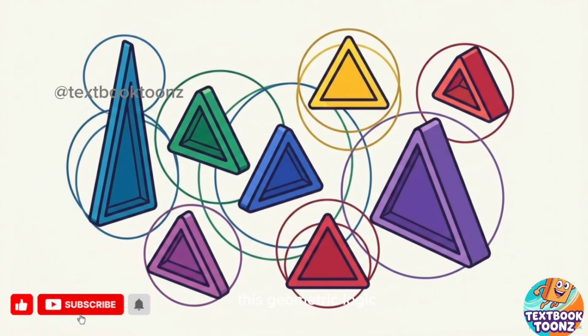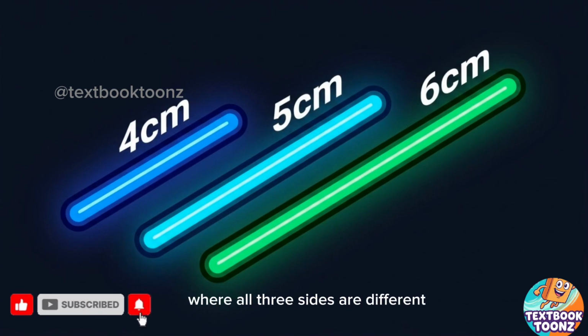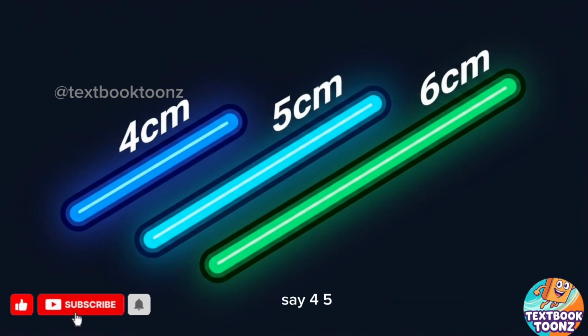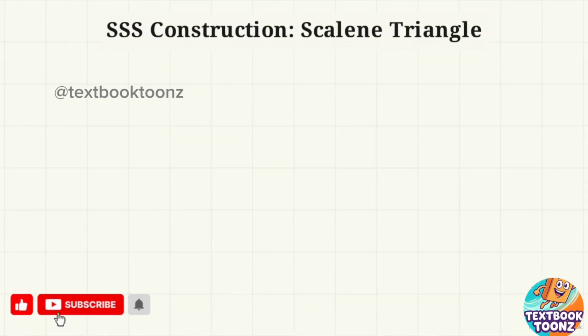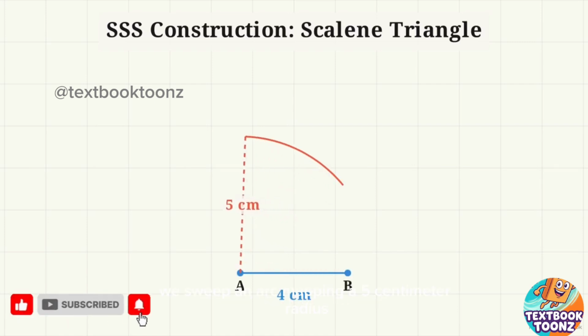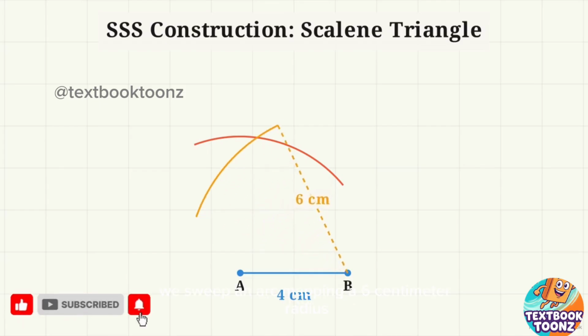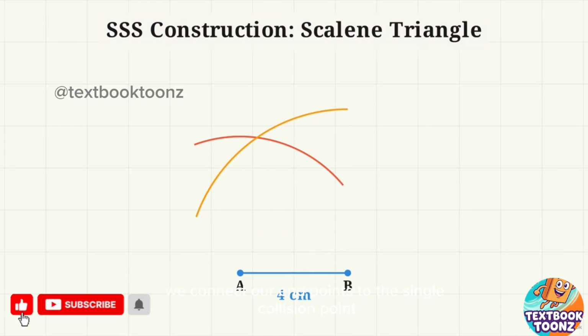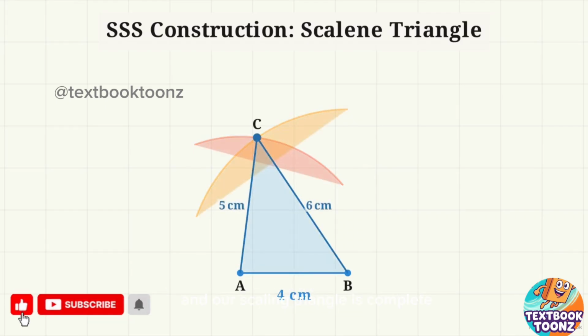This geometric logic applies to any combination of side lengths. Let's try building a scalene triangle, where all 3 sides are different, say 4, 5, and 6 centimeters long. As this diagram shows, the mechanics remain the same. We lock in a 4-centimeter base. From the left, we sweep an arc mapping a 5-centimeter radius. From the right, we sweep an arc mapping a 6-centimeter radius. We connect our endpoints to the single collision point, and our scalene triangle is complete.